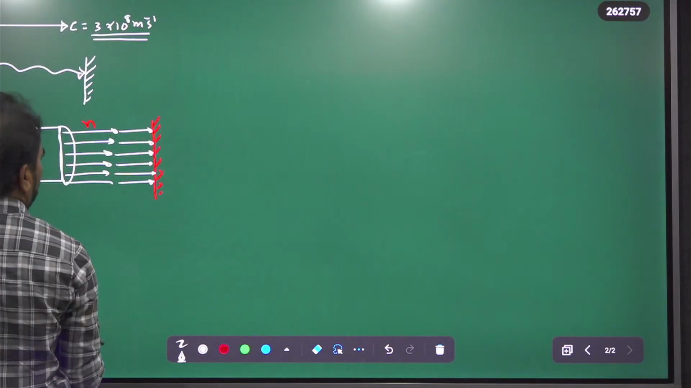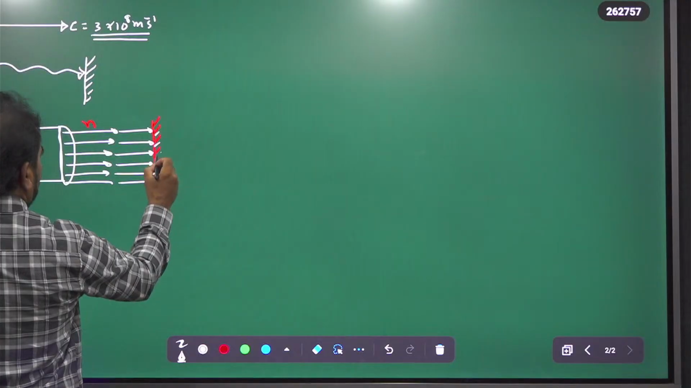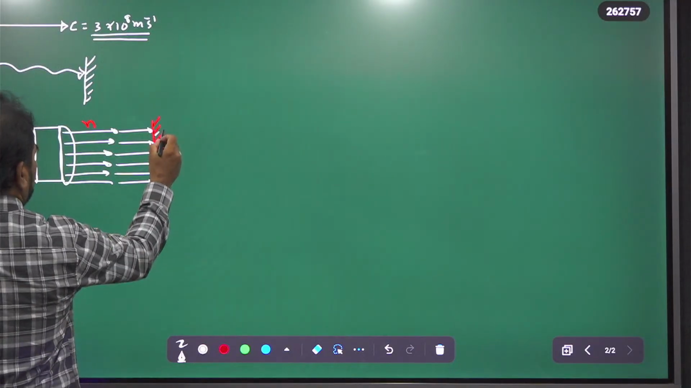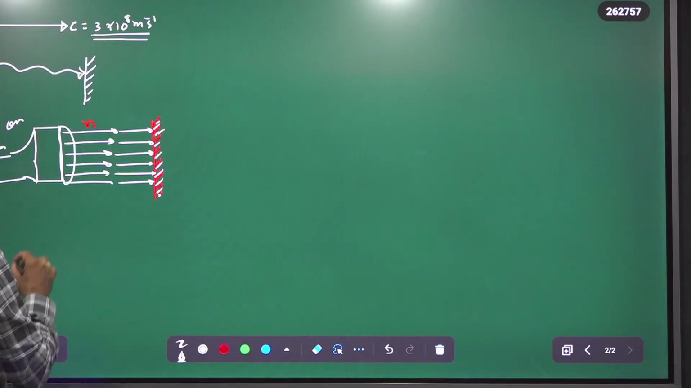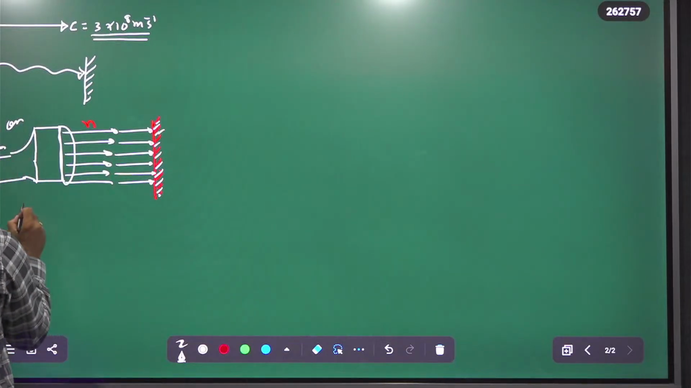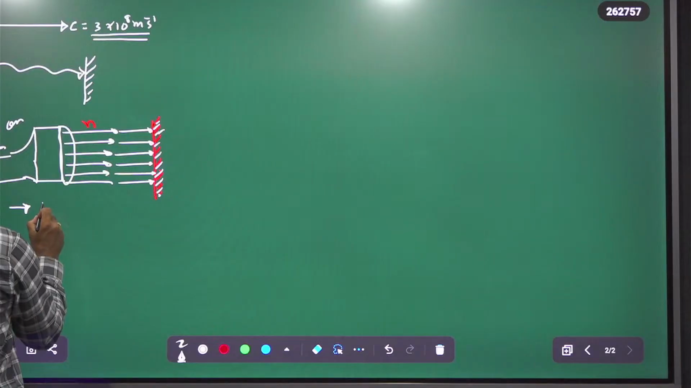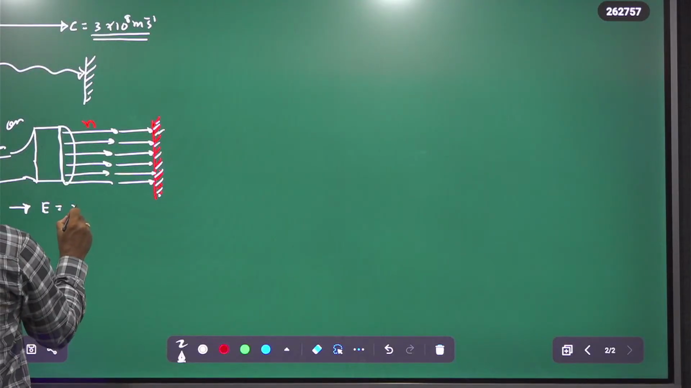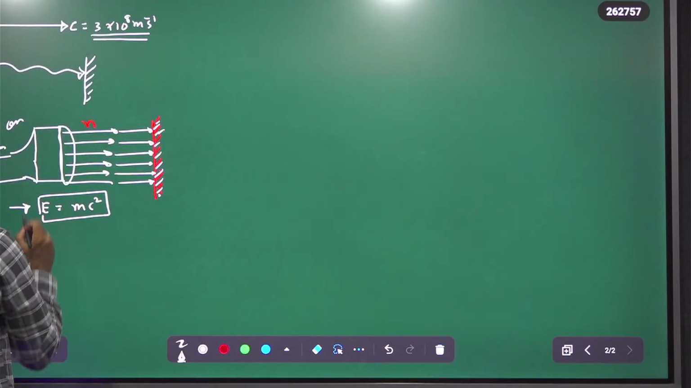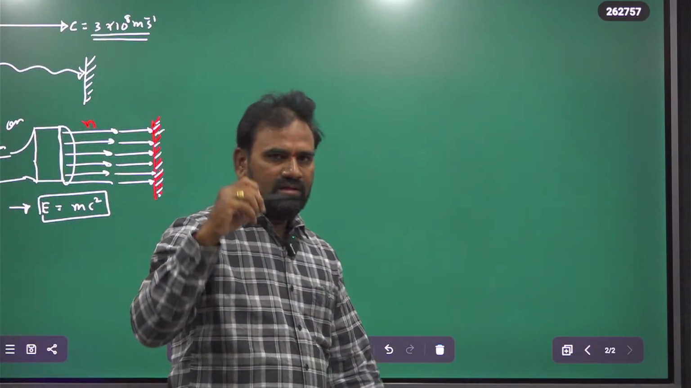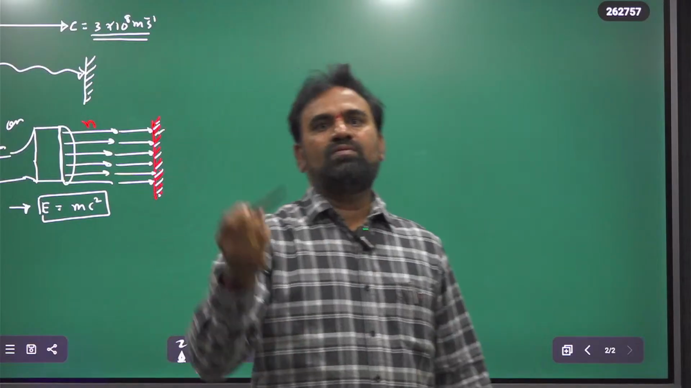They would be experiencing some amount of the force on the surface of the walls. Is it clear? On the surface of the walls. Therefore, like this, they would be experiencing some amount of the force. Therefore, the energy of the photon is given by E is equal to, what is that? M into C square. Is this clear? That energy would be experiencing the force on the wall.